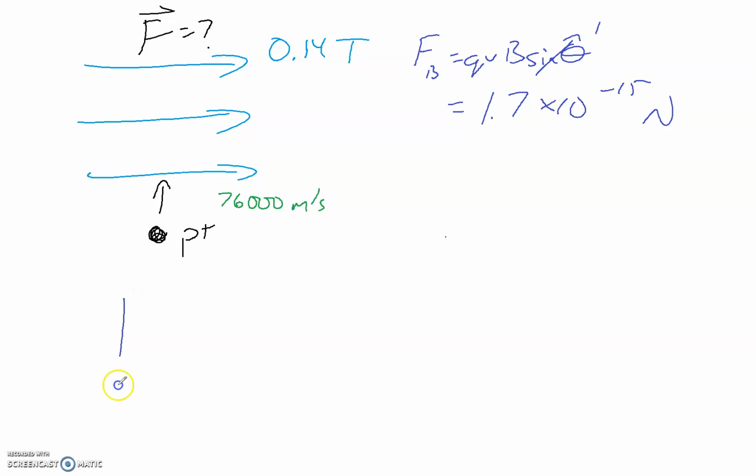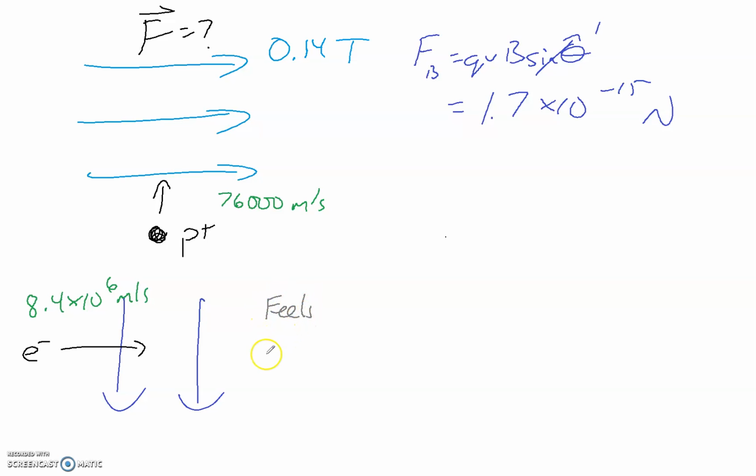Let's draw the magnetic field like this. All right, let's use an electron. So here comes the electron, and let's say the electron's coming in at 8.4 times 10 to the 6 meters per second. It's coming in there, and let's say the electron feels 1.42 times 10 to the negative 16 newtons. So what is the magnetic field?